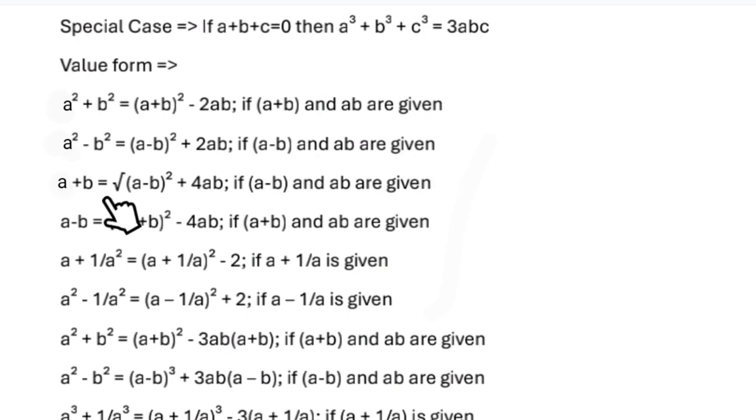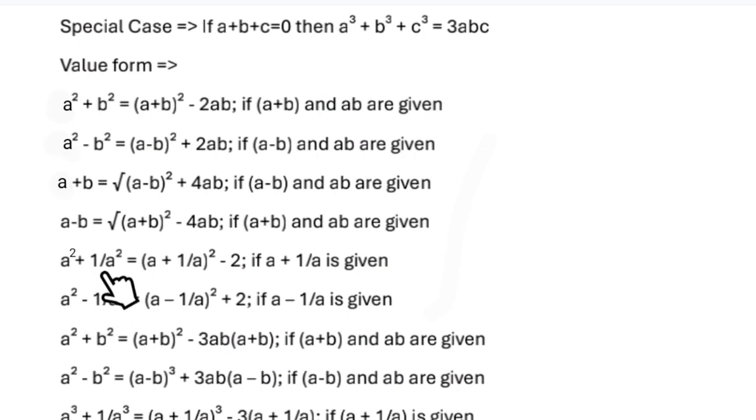Now a plus b is equal to whole under root, inside the under root a minus b whole square plus 4ab, if a minus b and ab are given. Now a minus b is equal to whole under root, inside the under root a plus b whole square minus 4ab, if a plus b and ab are given.